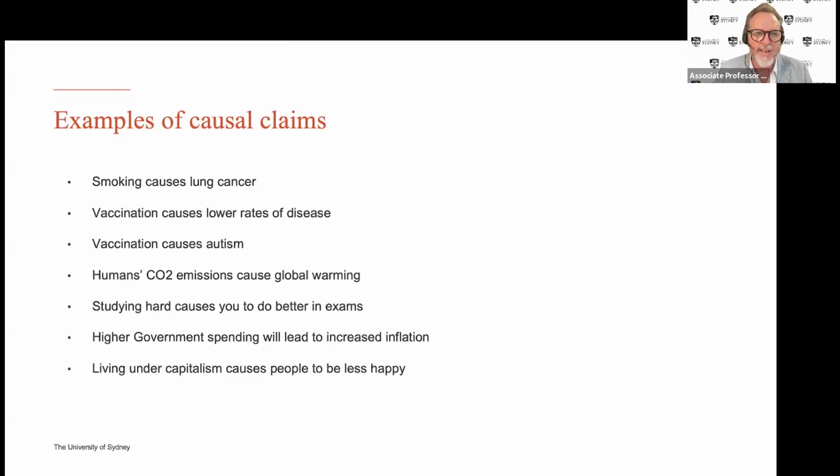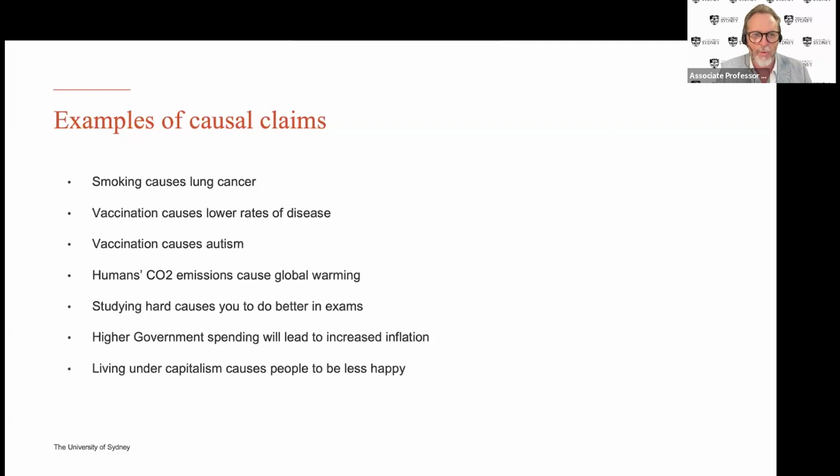Smoking causes lung cancer. Vaccination causes lower rates of disease. Vaccination causes autism. Humans' carbon dioxide emissions cause global warming. Studying hard causes you to do better in exams. Higher government spending will lead to increased inflation. And living under capitalism causes people to be less happy. So this list of causal claims shows you some of the domains in which causation is discussed and debated and is important. Some of these you'll notice are health-related claims.